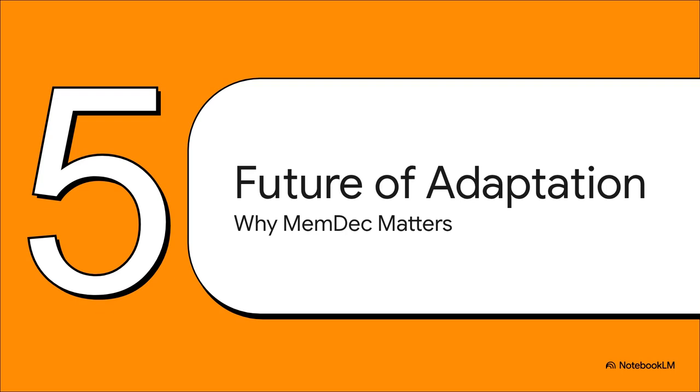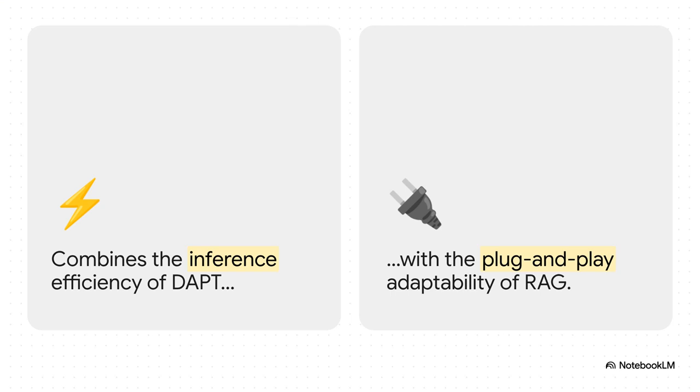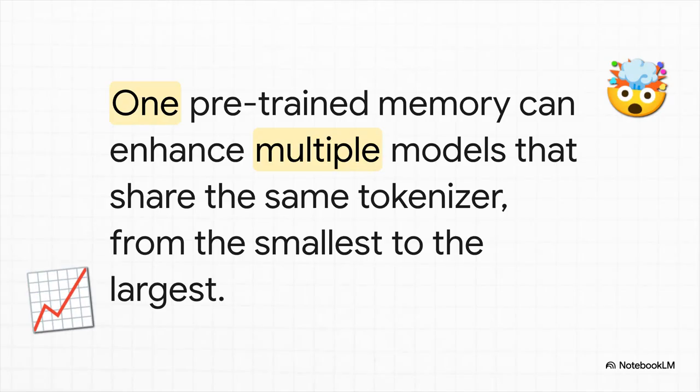Why is this memory decoder idea such a big deal for the future of AI? Well, it's because it neatly solves that fundamental problem we started with. It gives us the fast performance that we liked about DAPT, while also giving us that awesome, flexible plug-and-play ability from RAG. It really is the best of both worlds, and it leaves all the major downsides behind. And that efficiency aspect is a total game changer. Just think about it. You can train one single memory module on, say, legal documents. And then you can plug that same exact module into your entire lineup of AI models, from your smallest, fastest one to your biggest, most powerful one. That's a huge leap forward.